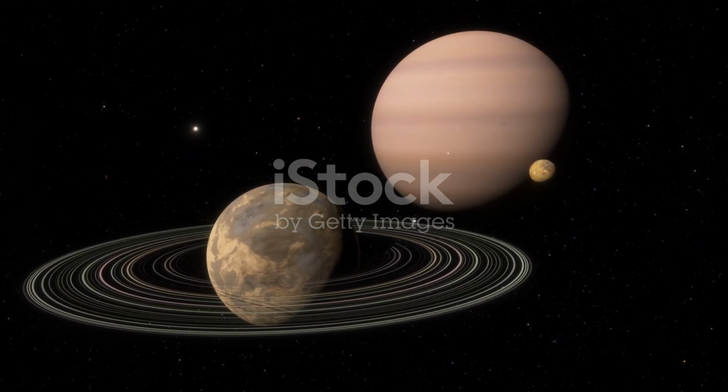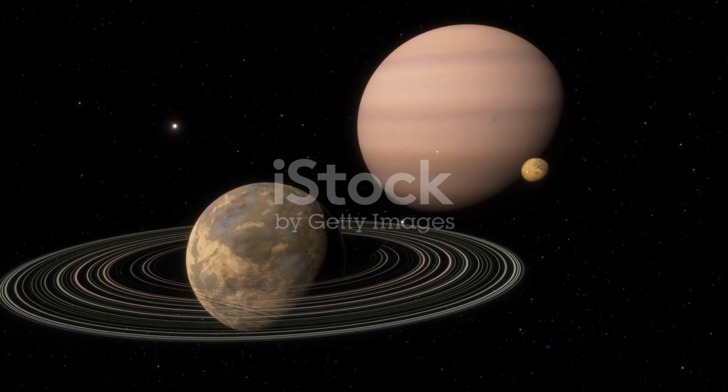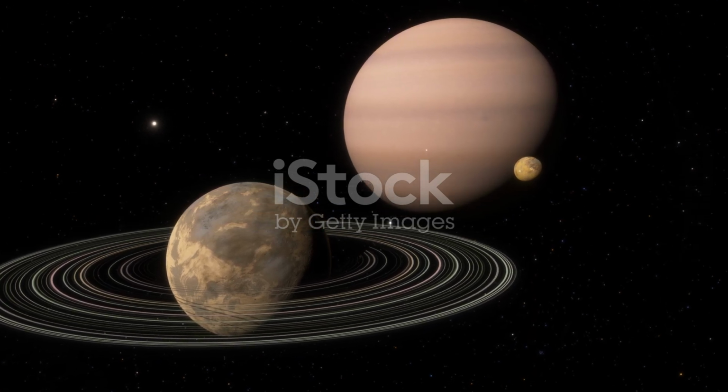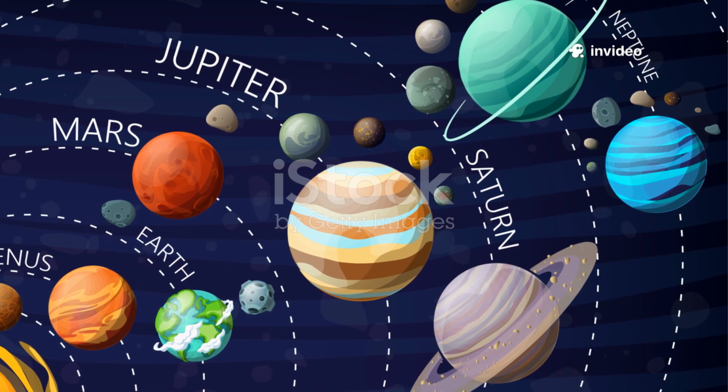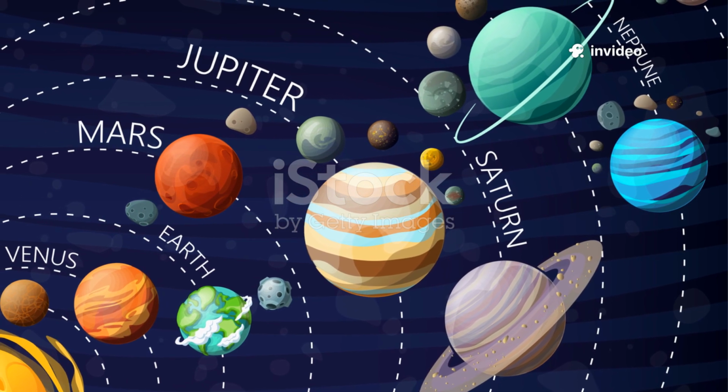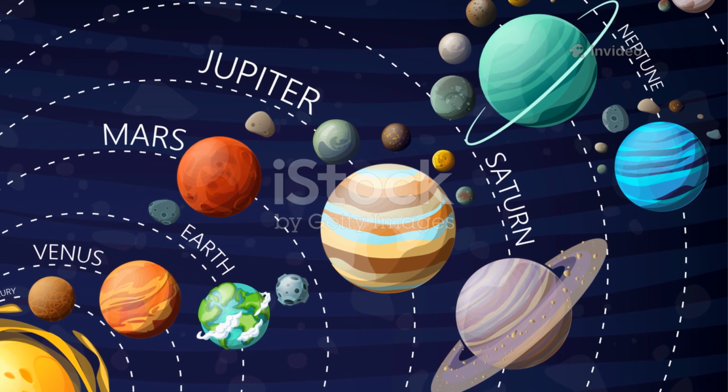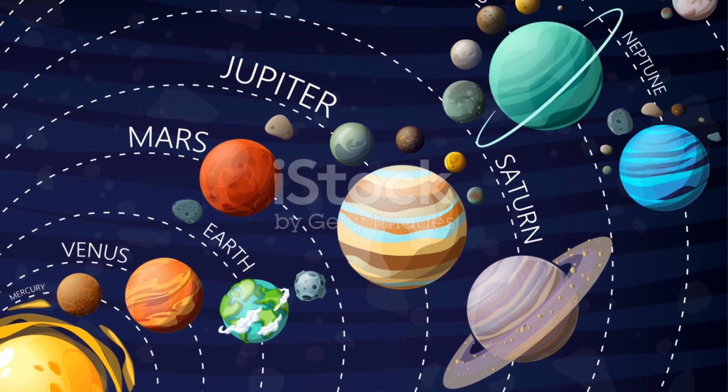Since this disk was flat, this helps us understand why our solar system is flat. I talked about this in the Voyager video. When the planets of our solar system orbit around the sun, they are almost on the same plane. The orbits of the planets aren't significantly higher or lower than the others.